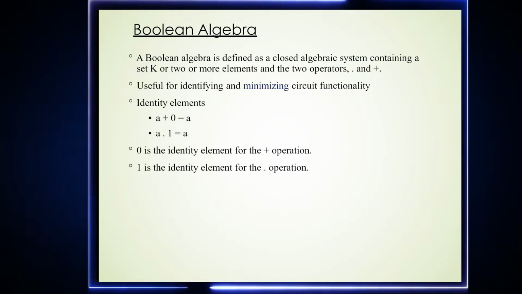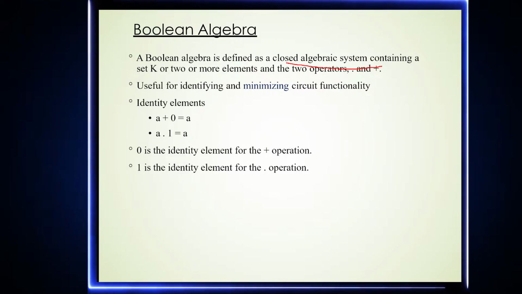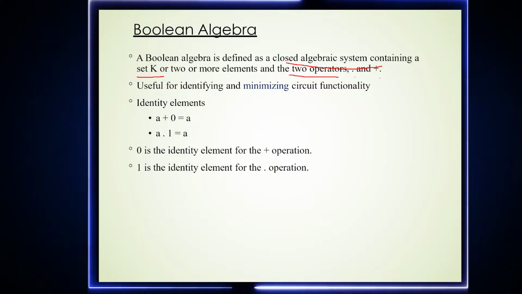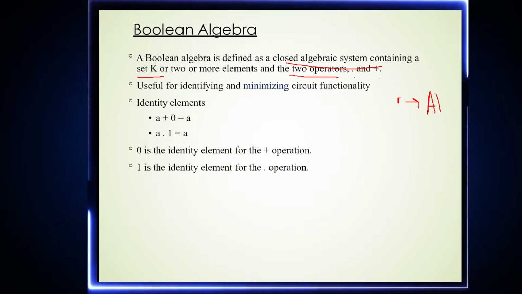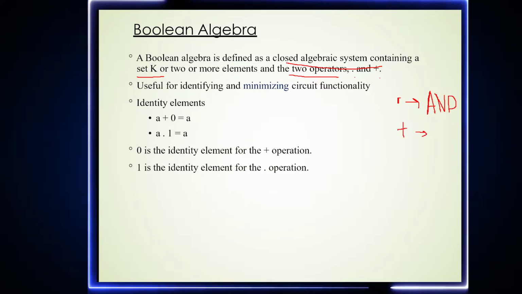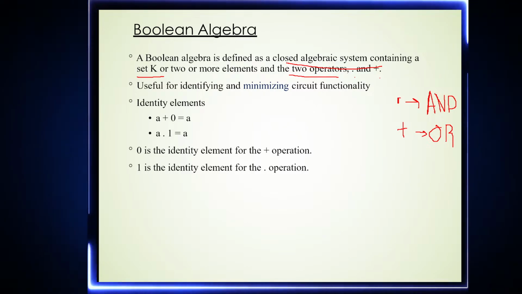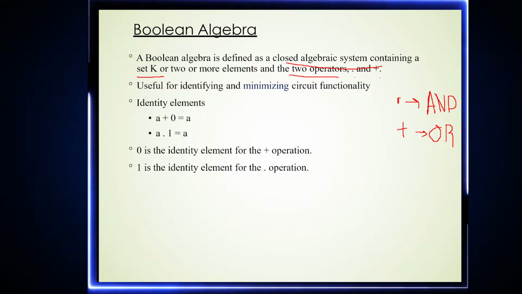Okay, I'll just read this out. It's telling us what Boolean algebra is. It is defined as a closed algebraic system consisting of a set K of two or more elements with only two operators, that is dot and plus. I've already told you what they mean. Dot is AND, and I know I'm repeating this, but you need to put this in your mind because it is very important. We do commit such silly mistakes in our exams, missing the dot, missing the plus sign. This is very important, you need to understand. So it contains two operators, plus and dot.